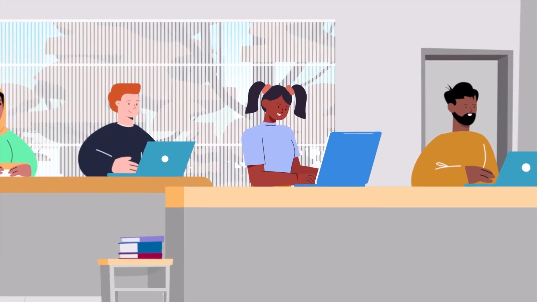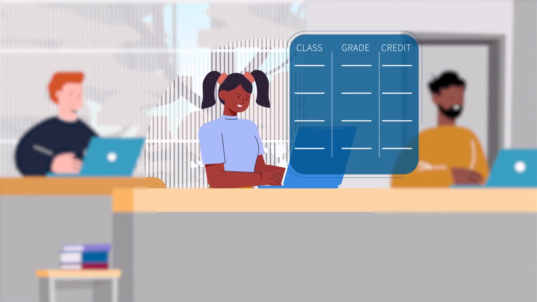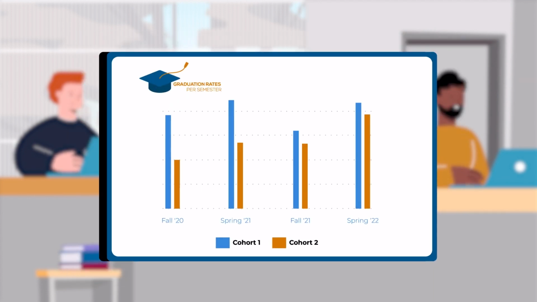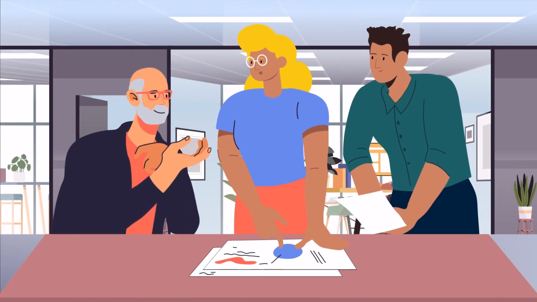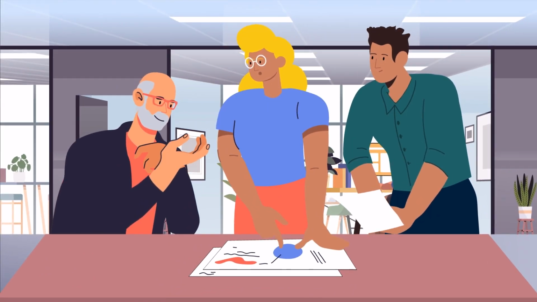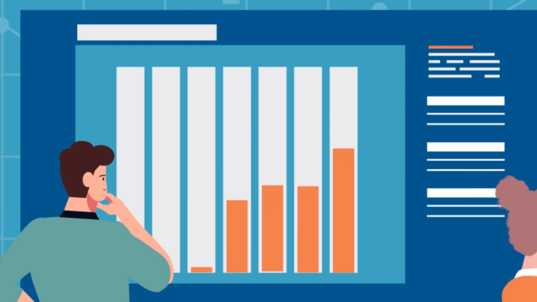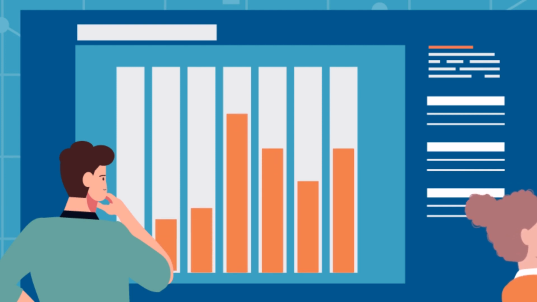You might already be looking at metrics like credits earned in a given semester or the graduation rate for a certain cohort of students. There are plenty of other examples of data that can help you improve the success of your students. We're here to help you figure out how to maximize your data without getting intimidated or overwhelmed.